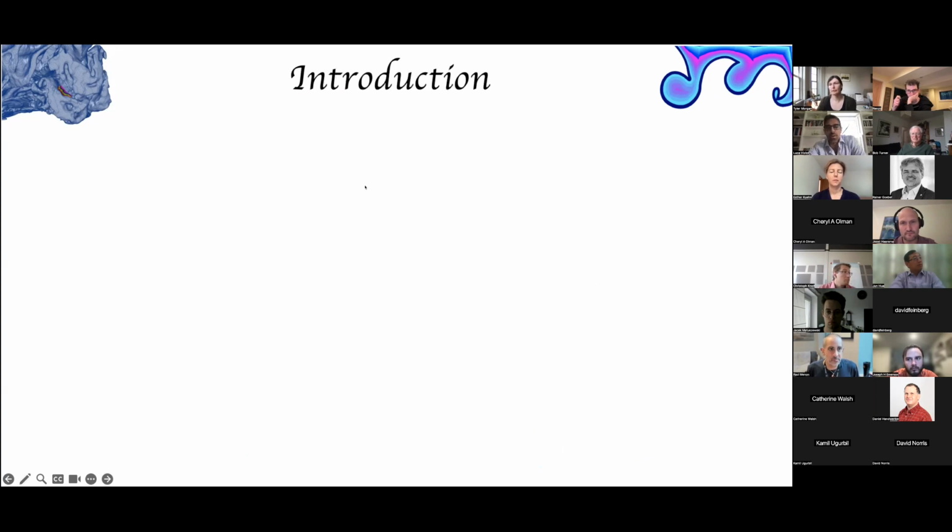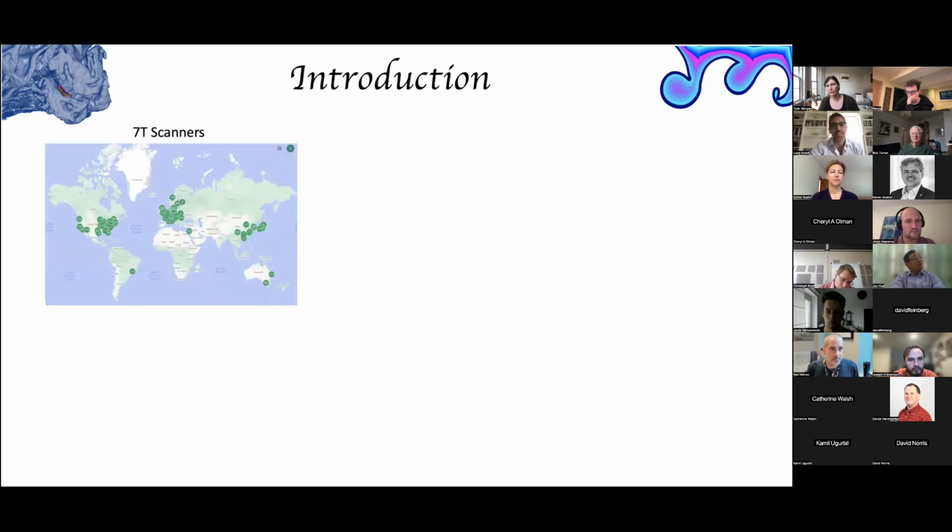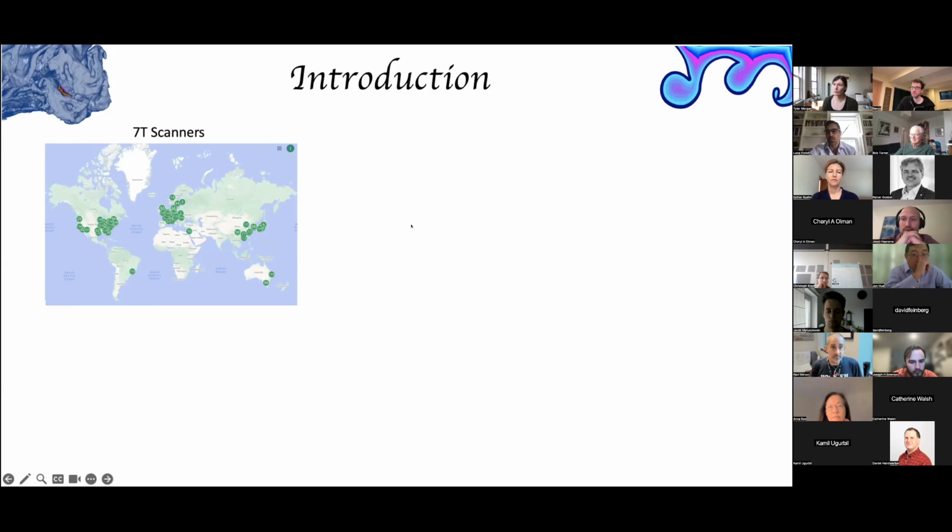Just a very brief introduction about today's topic and why it's important. So we know that over the last 15 years or so, the number of 7 Tesla scanners in the world has dramatically increased, and now we count around 130, 140 7 Tesla scanners. At this field strength, as we all know, it becomes relatively routinely possible to achieve sub-millimeter resolution, which then allows us to image the human neurofunctional organization at the mesoscopic scale, targeting some of the most fundamental units of neural computation like layers and columns.